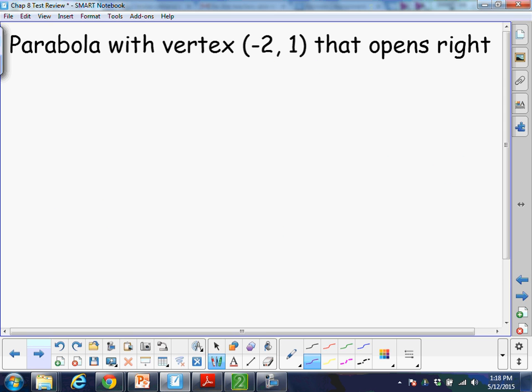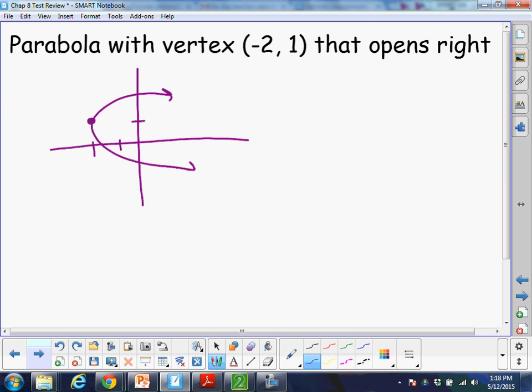All right, and finally, parabola with vertex -2, 1. Okay, so if we're over at -2, 1, and we need to open to the right. These get a little tricky when they open right or left.